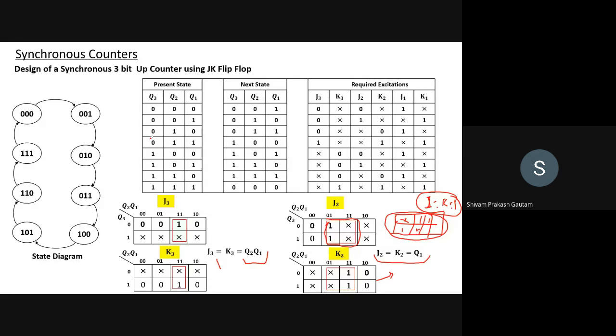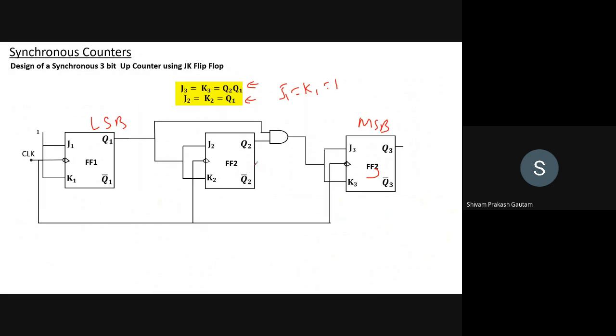Is it okay? Which part are you seeing? Just tell me. Yes, sir. I was just calculating J1 and K1. J1 and K1 will be 1 because there is no 0, checking, sir. There is no 0. Either it is 1 or don't care. So at last, you will find a K-map where it has 1 or don't care. So you can group all of them and it will be equal to 1. Okay.